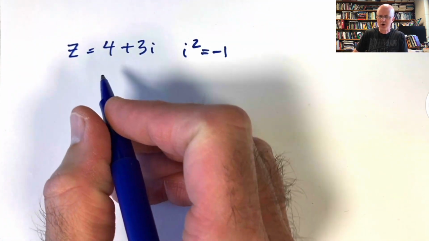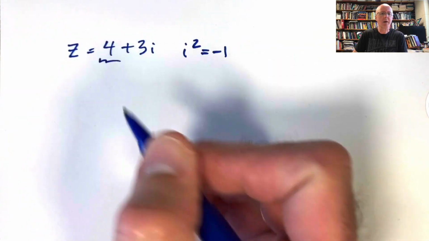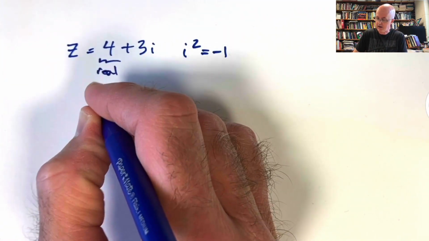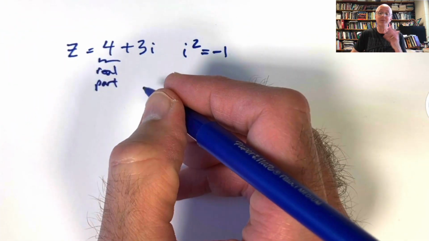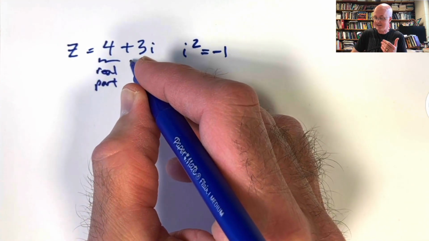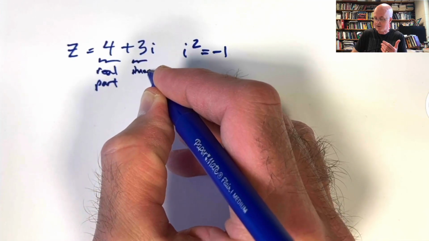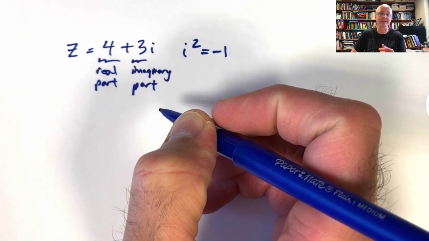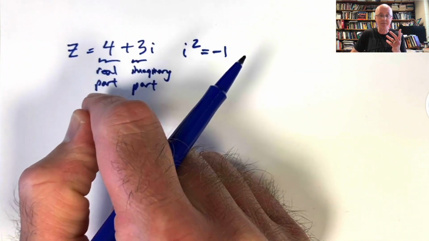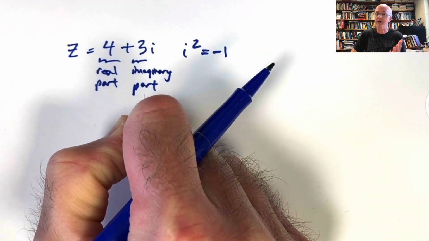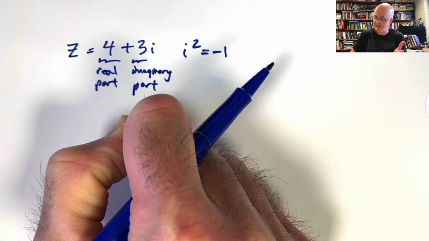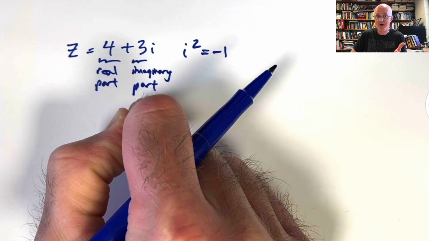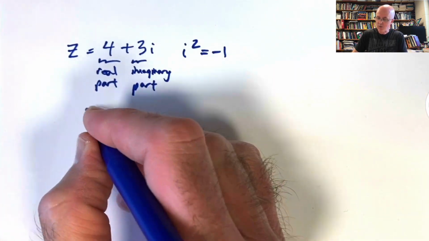It's important to get some terminology down here. The real number that is not next to the i is called the real part of the complex number. And the real number that is next to the i, the 3 in this case, is called the imaginary part. That terminology is pretty important if you want to make progress in complex analysis, and it's also important to emphasize that both the real part and the imaginary part of a complex number are real numbers. What distinguishes them is that the real part is not next to the i and the imaginary part is next to the i. You can rearrange these things.